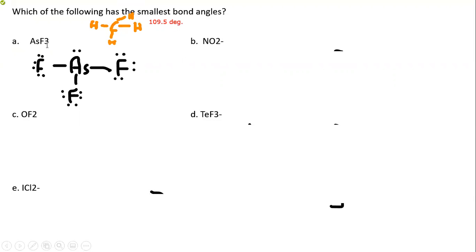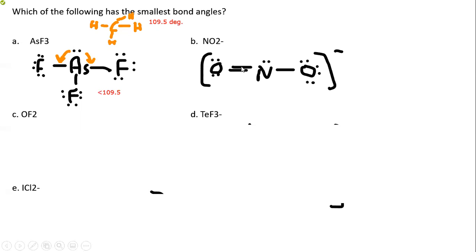Now, when we went to arsenic trifluoride, we replaced one of the bonding pairs with a lone pair. So what happens now is that the lone pair pushes the bonding pairs closer together. And so this results in the bond angle being a little bit less than 109.5. So for example, it could be like 107, 108, 106. It depends on the size of the atoms as well. So we can note that it's going to be a little bit less than 109.5.